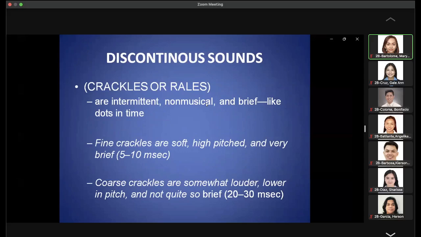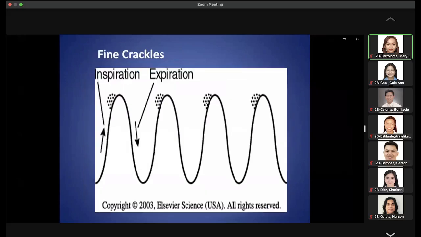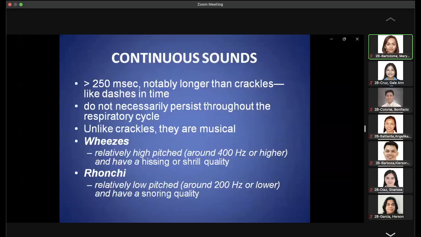All right, so for discontinuous sounds, we have crackles or rales. So these are intermittent, non-musical, and brief, like dots in time. Okay, so as discussed earlier, we define fine crackles versus coarse crackles. So here's an image of a coarse crackle. Okay, contrast this one with an image of a fine crackle. For continuous sounds, again, these are notably longer than crackles, like dashes in time, and do not necessarily persist throughout the respiratory cycle.